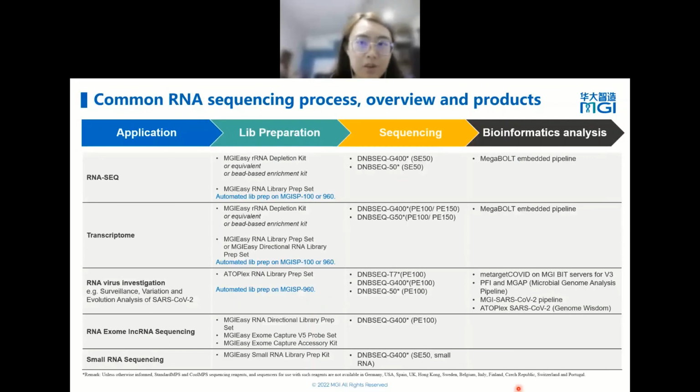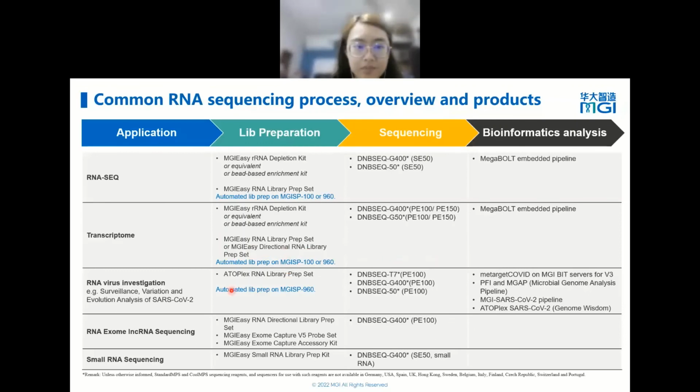So this is our total solution for RNA sequencing from MGI. Depending on what application you're interested in, we can recommend different kits and different sequencing protocols or sequencing modes, either SE or PE. We do have an rRNA depletion kit and also the RNA library prep kit. We have the normal universal RNA library prep kit and also the directional RNA library prep kit.